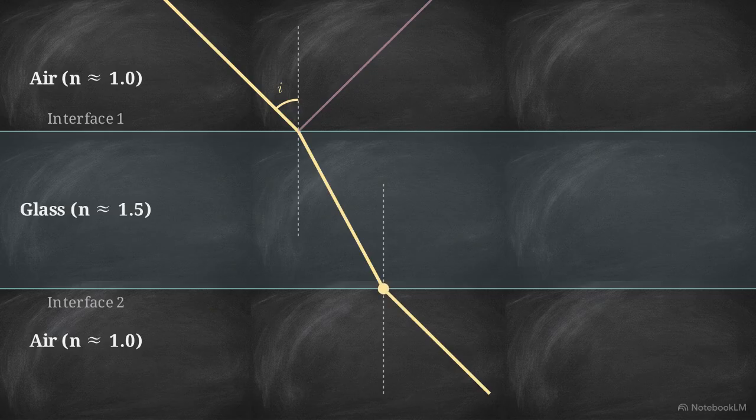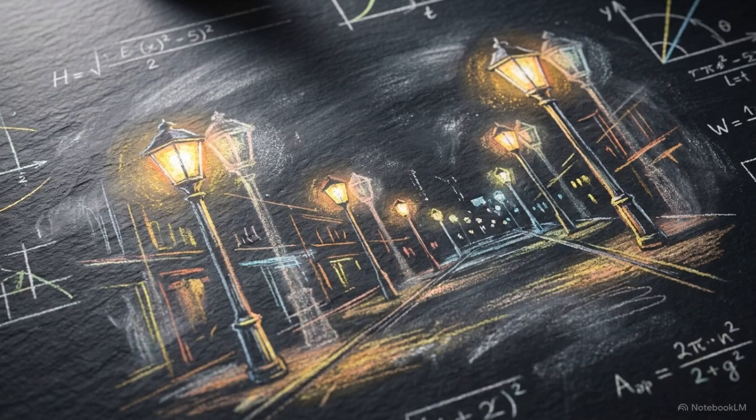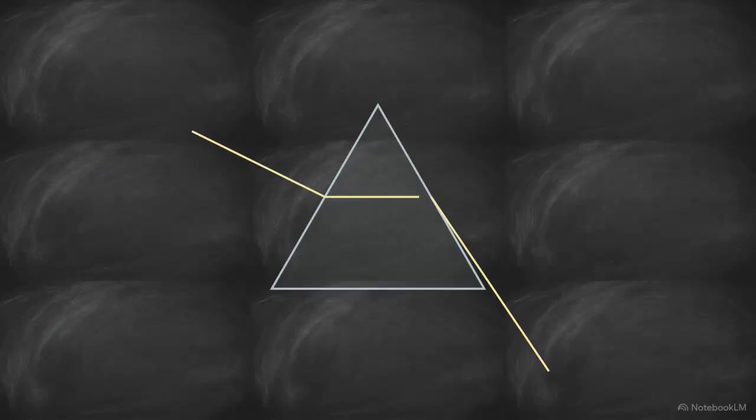Right here at the exit, some light is trapped. It reflects internally off the bottom glass-to-air boundary, bouncing right back up into the slab. That faint, trapped internal ray eventually exits on a secondary path. This specific rogue light wave hits a camera sensor slightly offset from the main image, creating the visual artifacts we call ghosting.